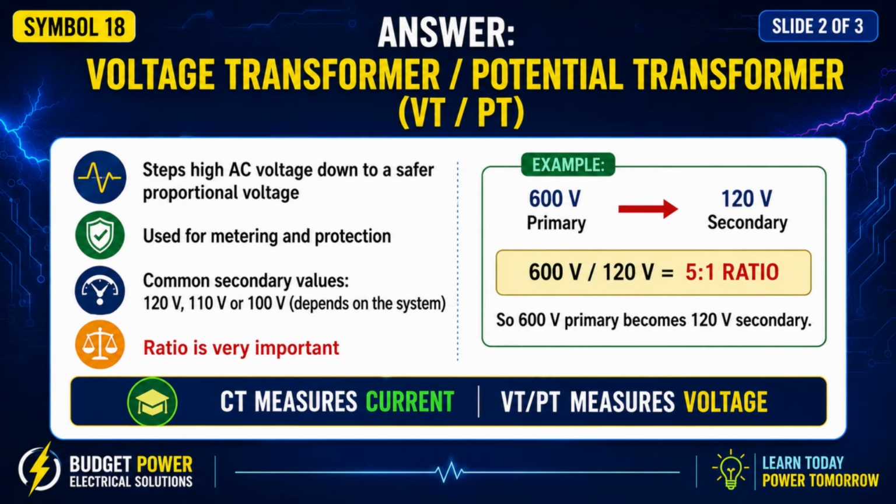Its purpose is to step high AC voltage down to a safer, proportional voltage that can be used for metering and protection. For example, if we have 600 volts on the primary and 120 volts on the secondary, the transformer ratio is 5 to 1. Remember, the ratio is very important because the measured secondary voltage represents the actual system voltage.